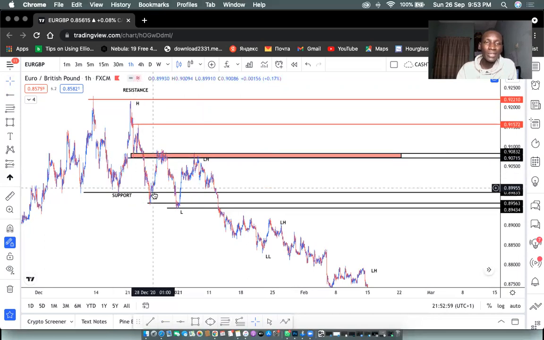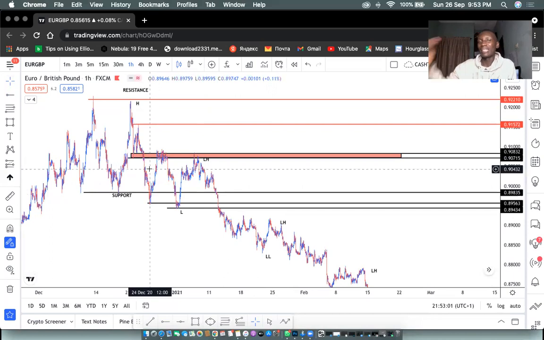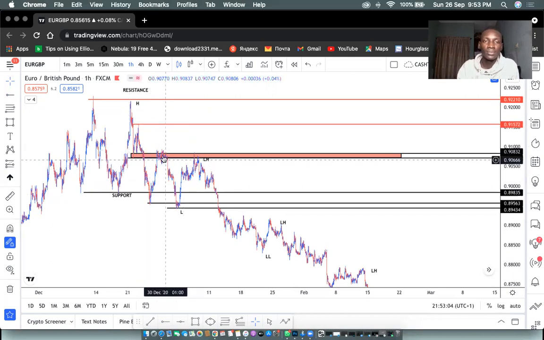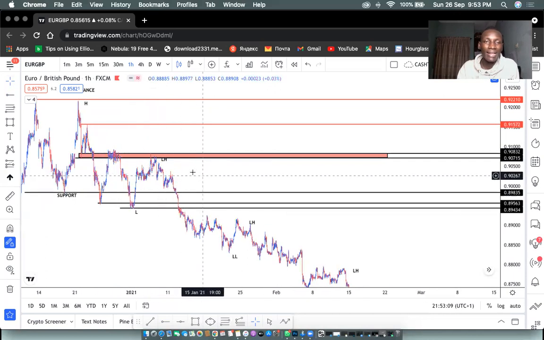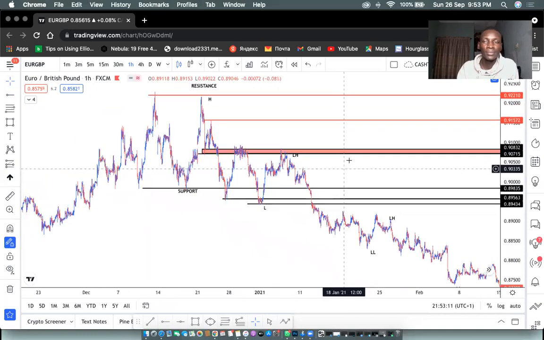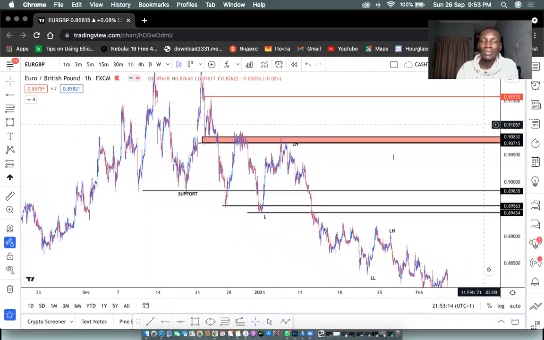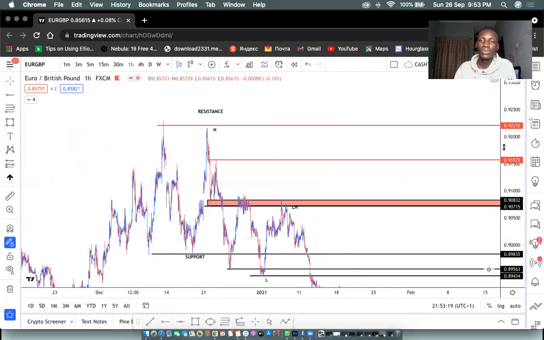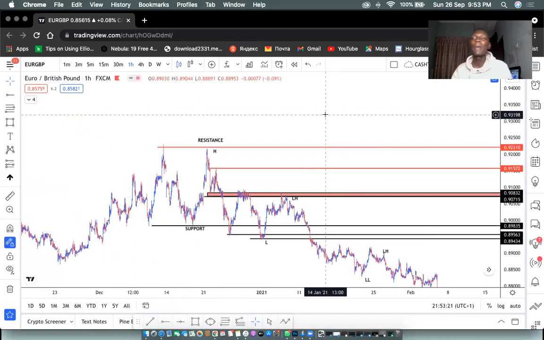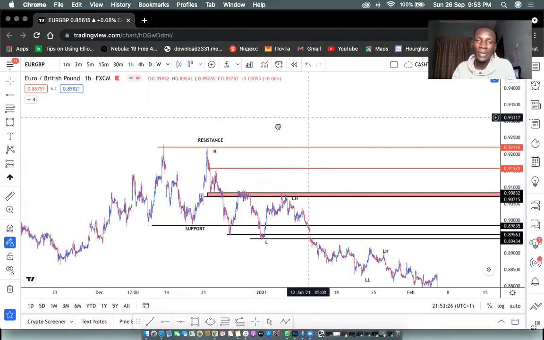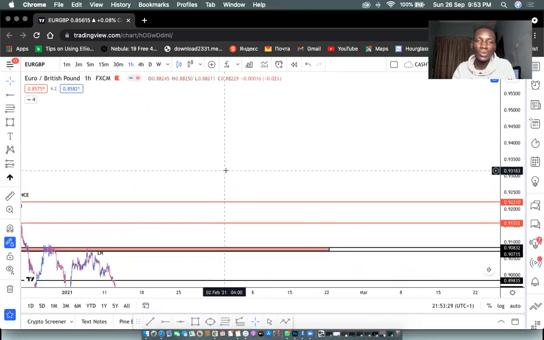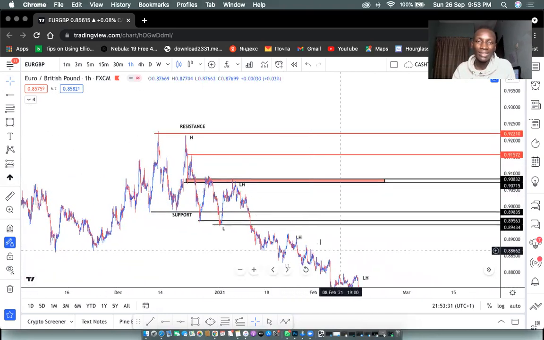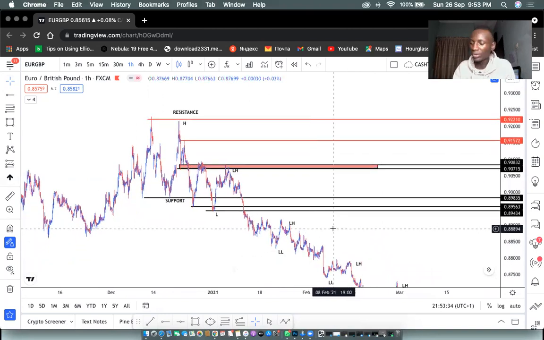Since it came down to break this one, where do you think it's natural that it's going to go to? This point. And that is why we have this area as an area of interest. Reason being that when price cancels a level, it's going to go back to that area to continue its move. It's going to go back for a pullback. Once price cancels a level, it's going to go back to that level before continuing its move.